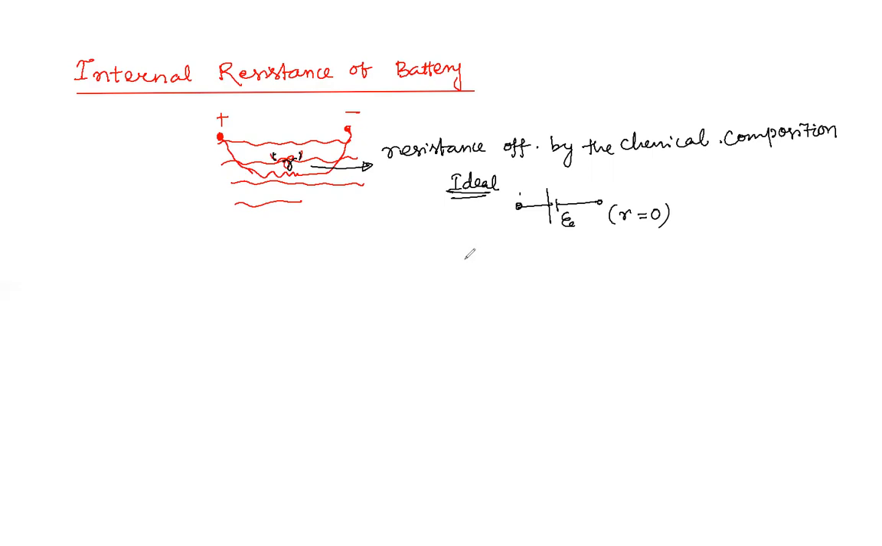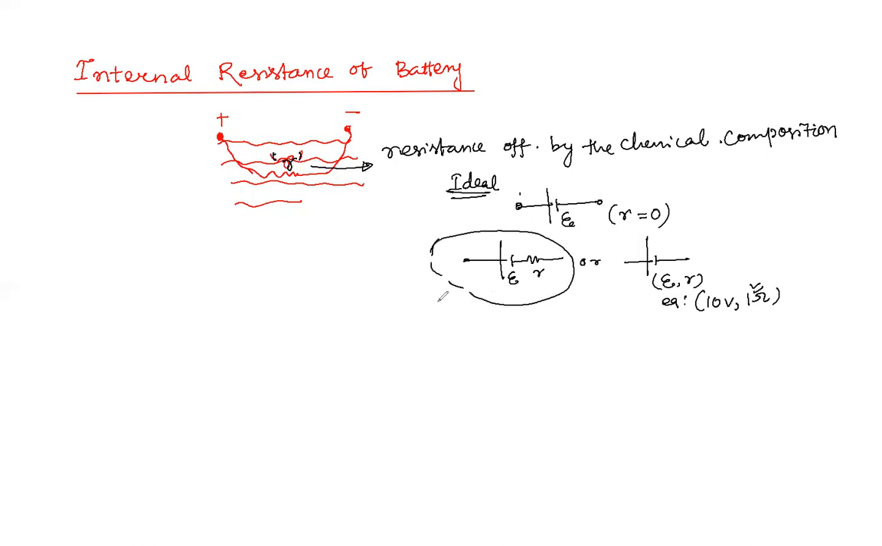Okay, and if a battery has an internal resistance, it can either be represented like this, or you'll find the battery represented with E comma R. So let's take an example. If it is written as 10 volt comma 1 ohm, what is the meaning of it? This 1 ohm is the internal resistance of the battery, right? So this kind of battery is also called a real battery.